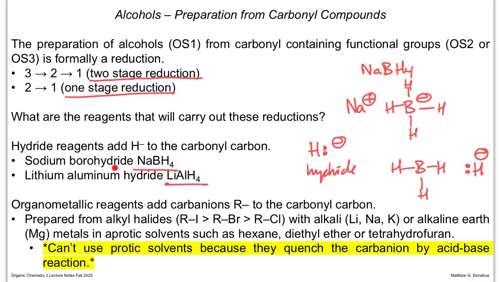So these reagents add H minus. But what if we want to add carbon? So carbon with a negative charge. Those are called carbanions. So we have some carbon with a lone pair and a negative charge. The negative charge is balanced by a metal, so M plus. Those type of reagents are called organometallic.